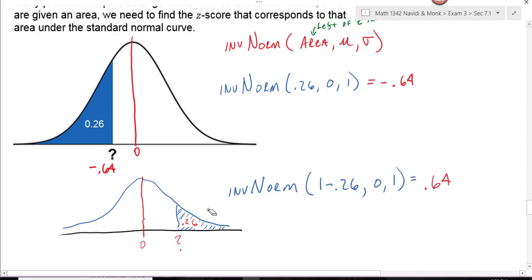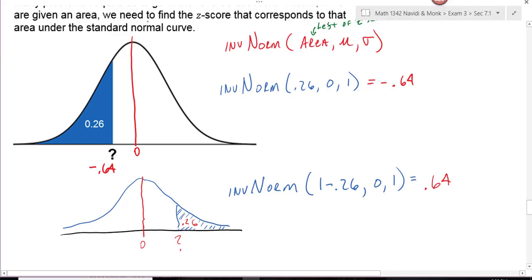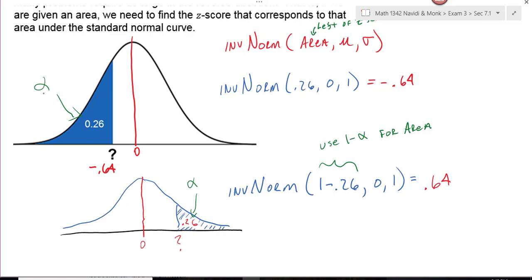You don't have to think about that and use it as long as you remember that if you're given an area to the right, use 1 minus alpha for your area, where this number right here is what we call alpha. In the future, with what's coming up, that 0.26 is going to be referred to as alpha. Alpha we use for the area, and we're going to be using that in future sections, so I see no need to withhold telling you that that's what that's going to be.